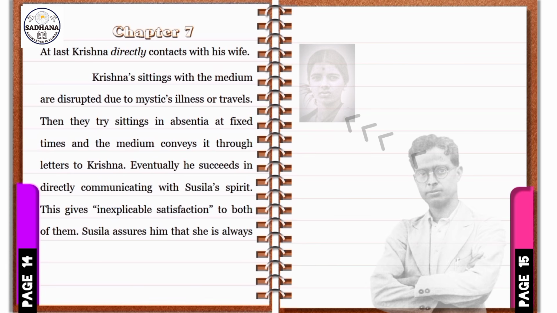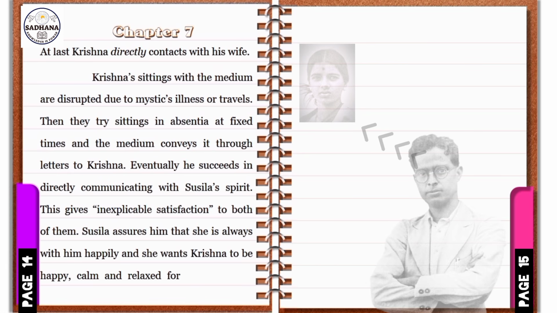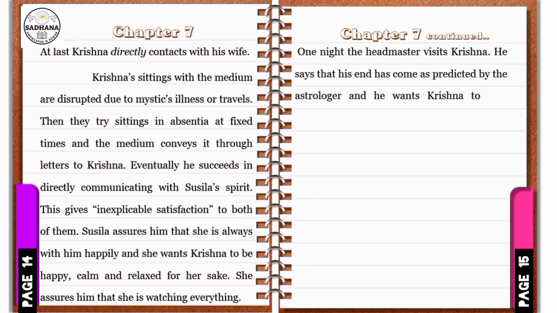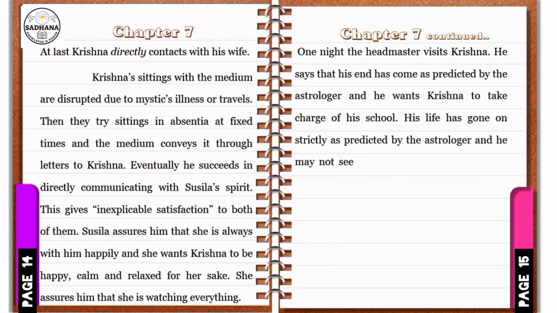Sushila assures him that she is always with him happily and she wants Krishna to be happy, calm and relaxed for her sake. She assures him that she is watching everything. One night the headmaster visits Krishna. He says that his end has come as predicted by the astrologer and he wants Krishna to take charge of his school. His life has gone on strictly as predicted by the astrologer and he may not see the sunrise.